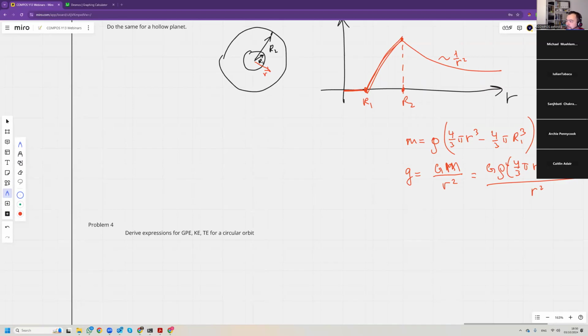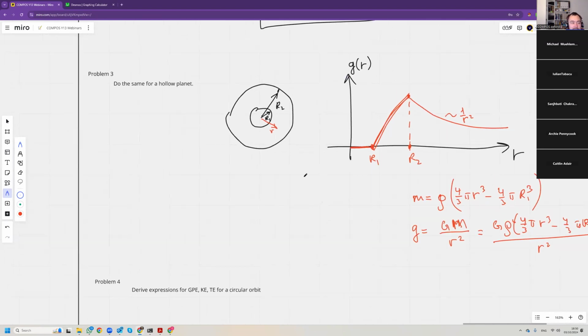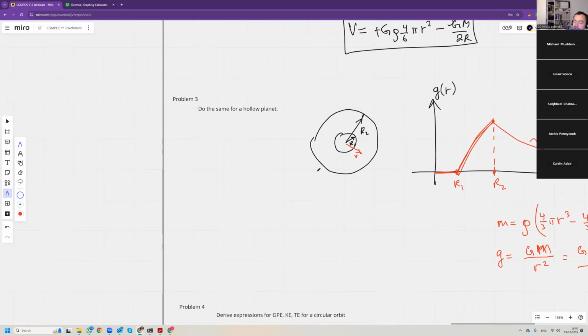So when we say hollow, it just means there's a shell with mass. Well, no, when we say hollow, it means there's a cavity inside. When we say a shell, that means it's a very, very thin shell.